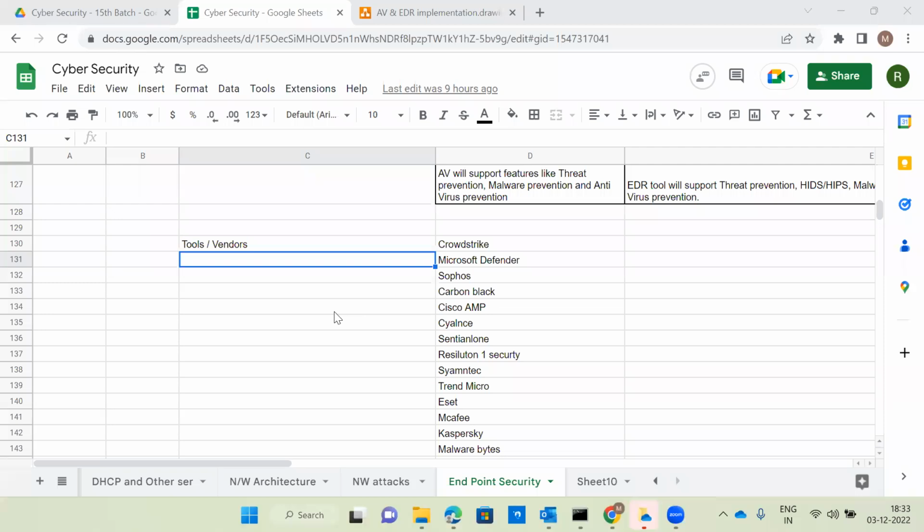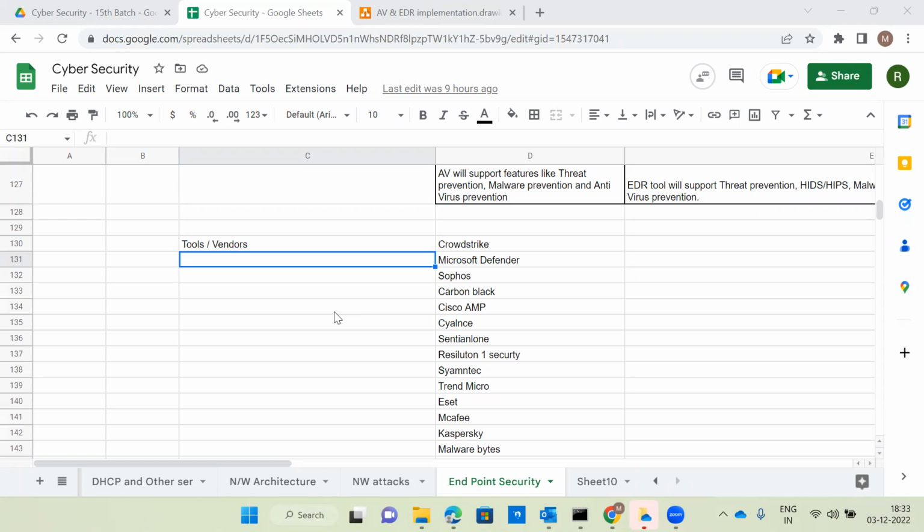Then we also saw the different types of alert notifications or incident notifications we will receive. Okay, the status of the alert notifications or incident notifications. The first one is blocked. The second one is allowed. The third one is quarantine. The next one is cleaned. So these are the different types of status of the incident notifications.